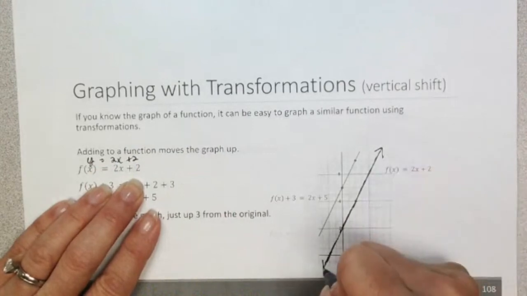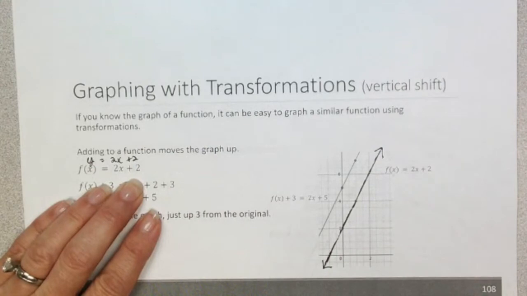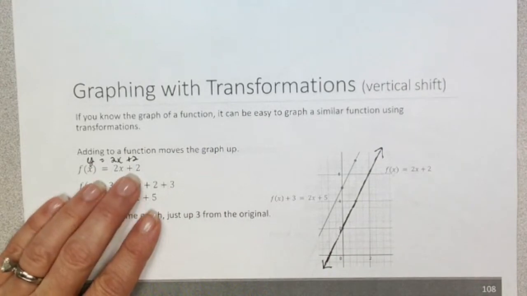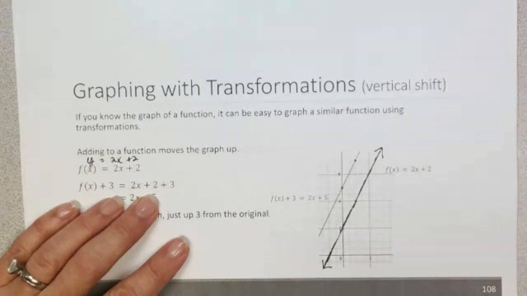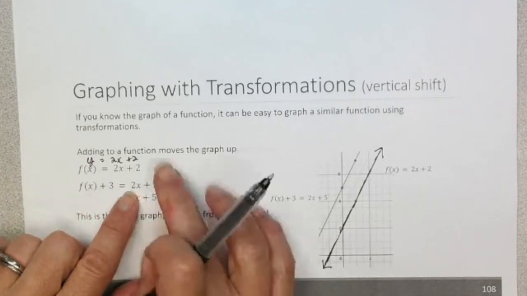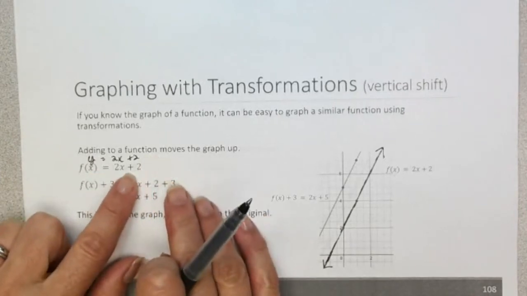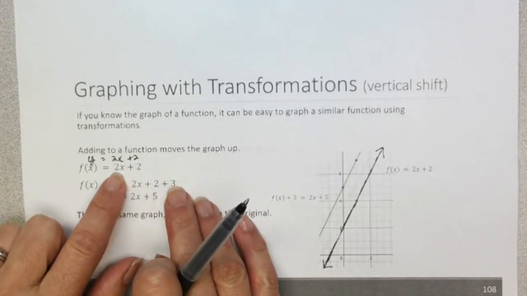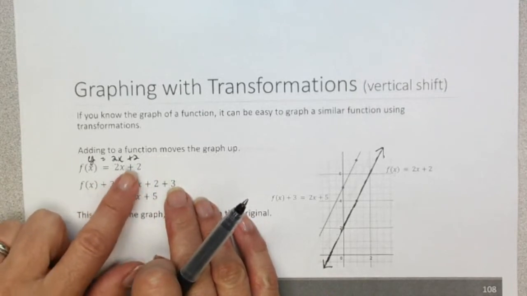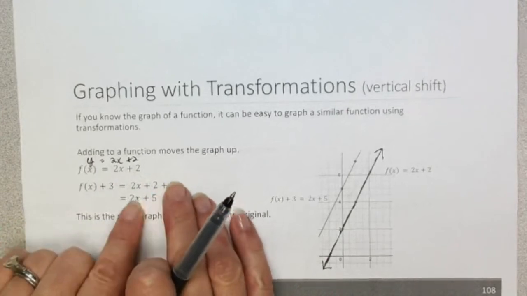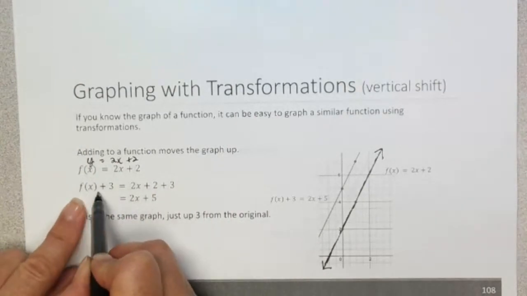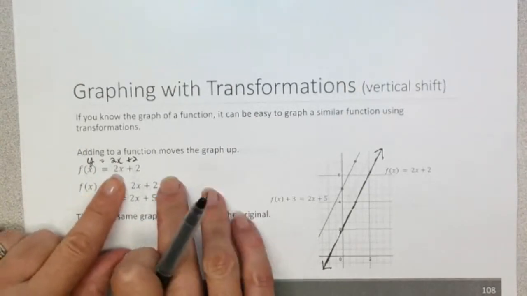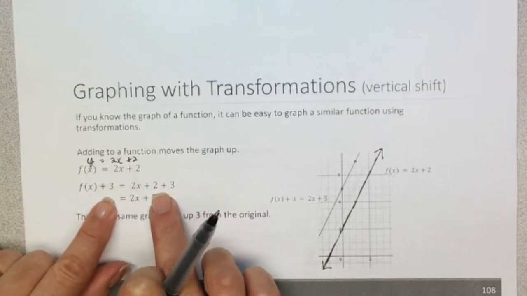Okay, so there's the graph of f of x plus 2. Now, if I were to add 3 to that function, each y that I evaluated when given an x would be 2x plus 2 plus 3. I'd have to add 3 to each of those y's, right? So I might say that this function is now f of x plus 3, or the definition of that function plus 3, and I might simplify it.